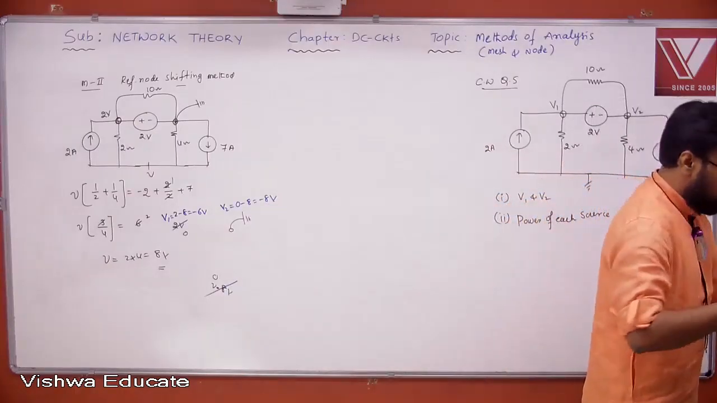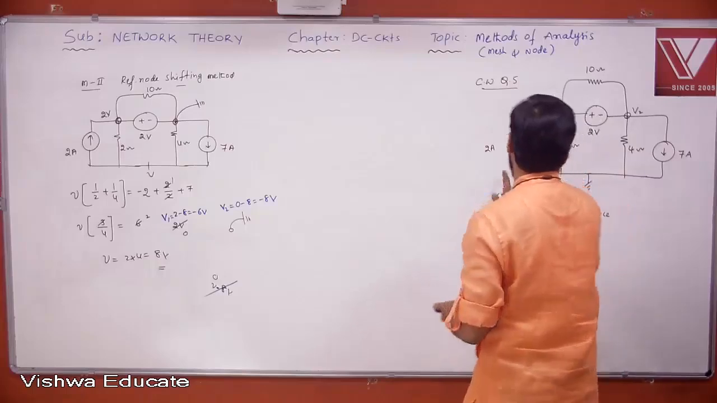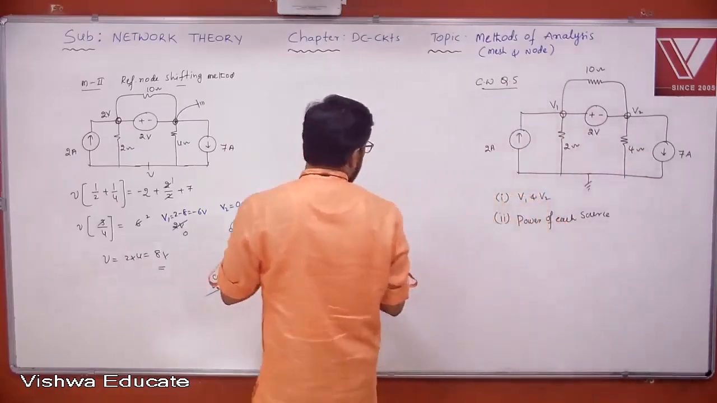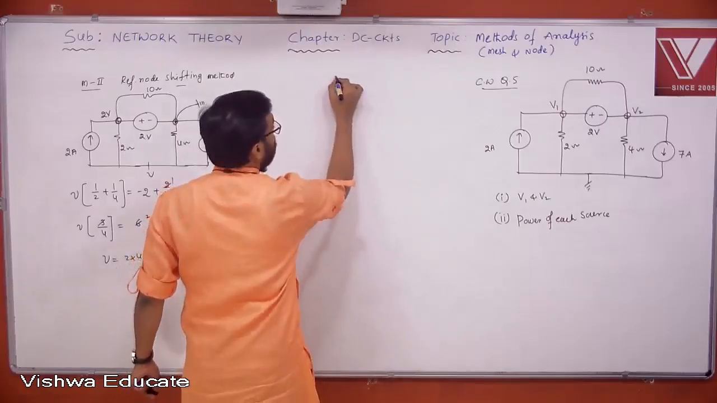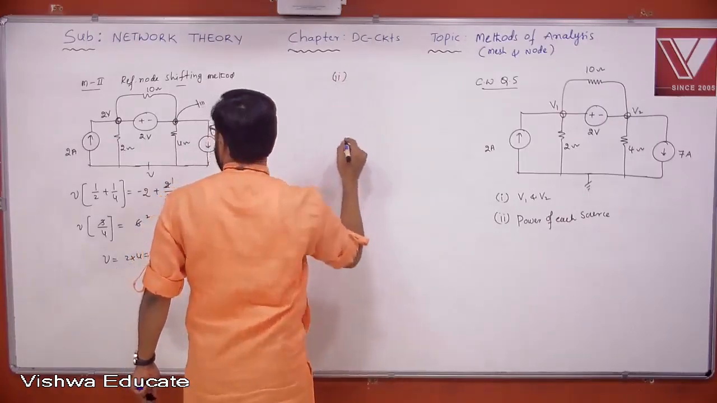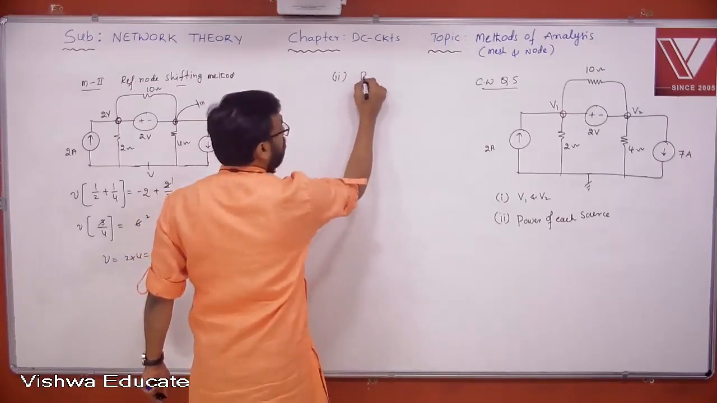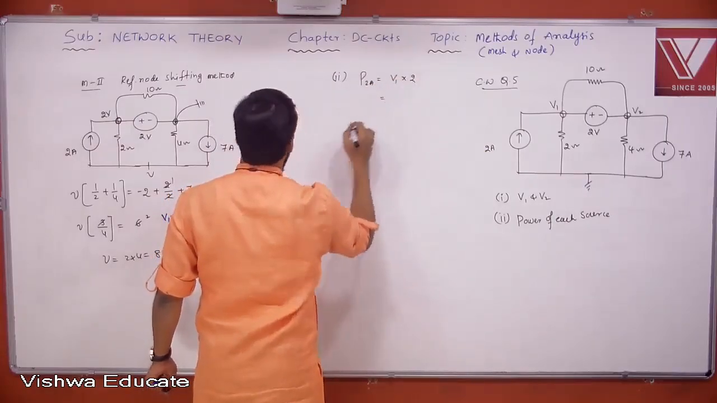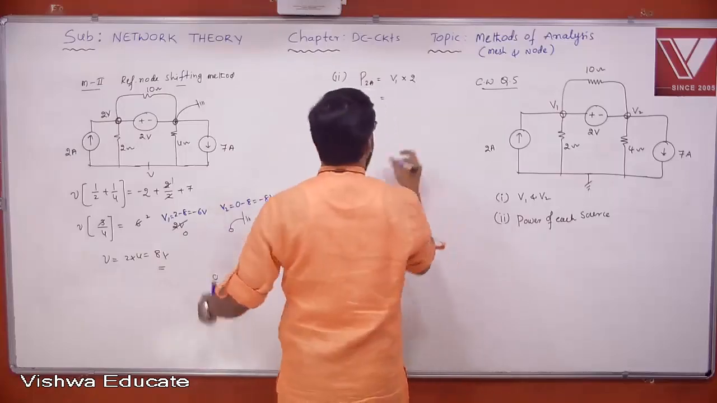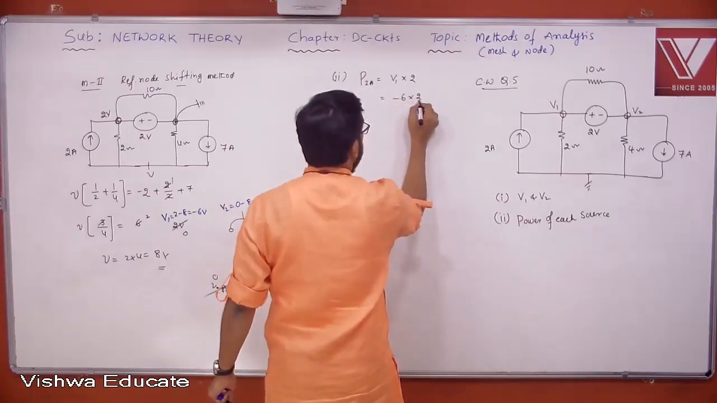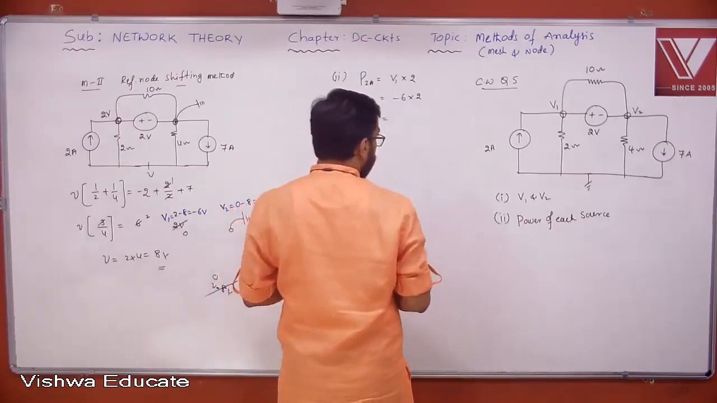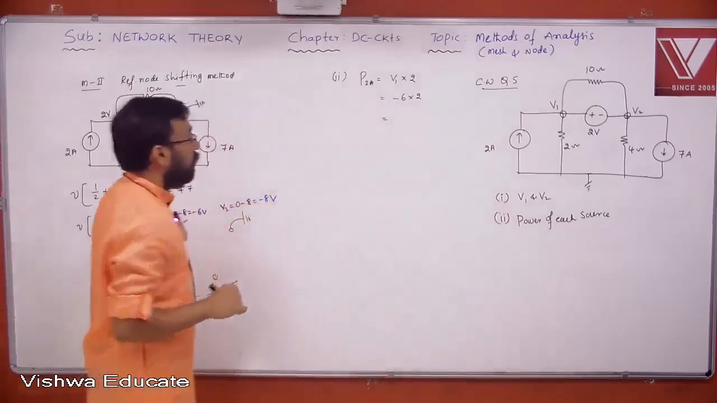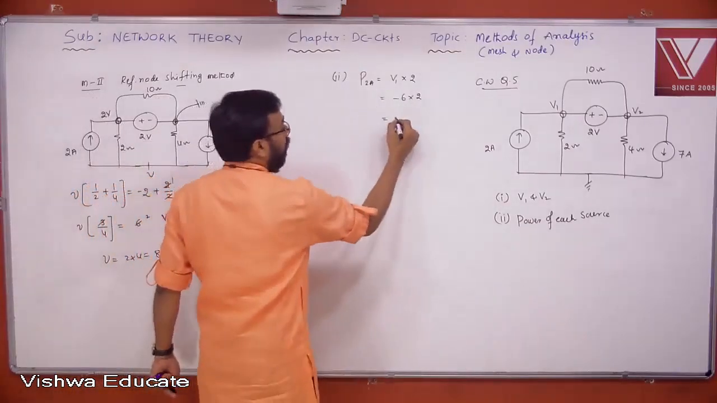Now let us find the powers. What is the power of the two current sources? Already you know V1, V2, right? So what is the power of 2 ampere? 2 ampere is V1 into 2. What is V1? Actually you got minus 6 volt. Minus 6 into 2. Minus 12 watt.